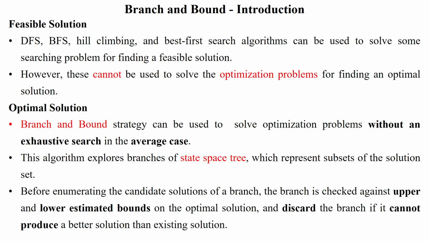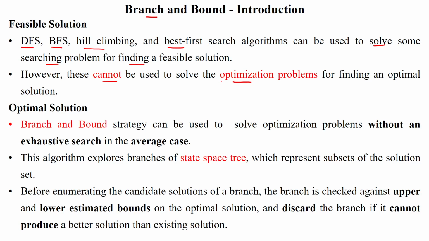Hello everyone. The branch and bound technique is one of the approaches to find the optimal solution. Why do we need a branch and bound approach when there are already existing algorithms? Depth first search, breadth first search, hill climbing and best first search algorithms are used to solve a few searching problems by finding a feasible solution. However, these searching algorithms cannot be used to solve optimization problems by finding an optimal solution.